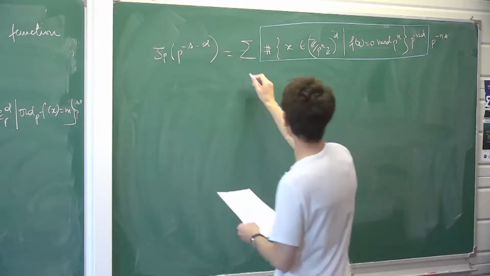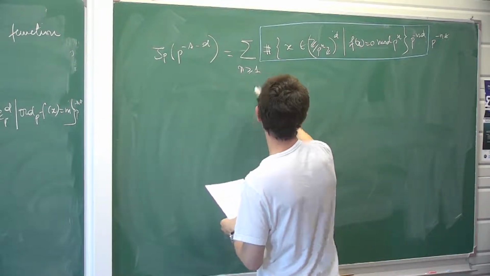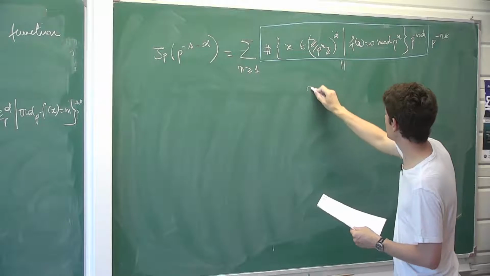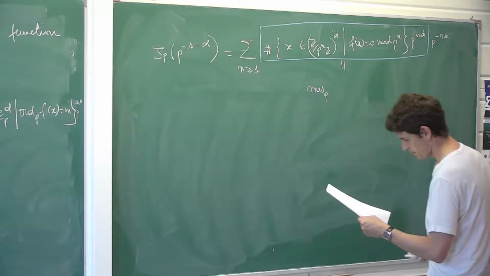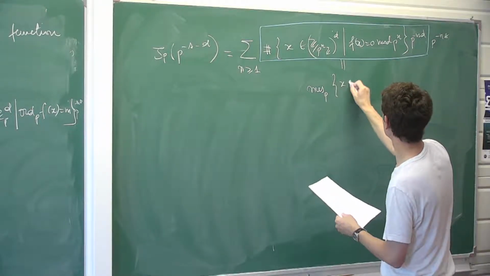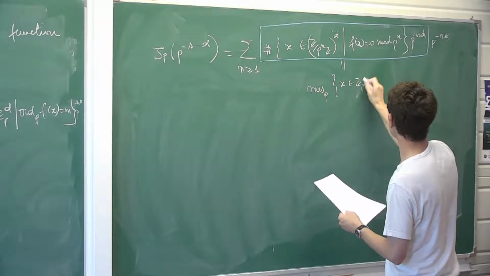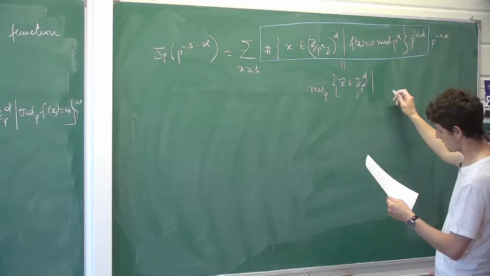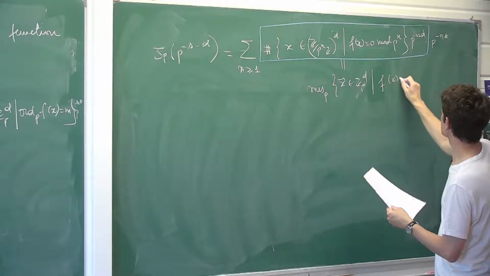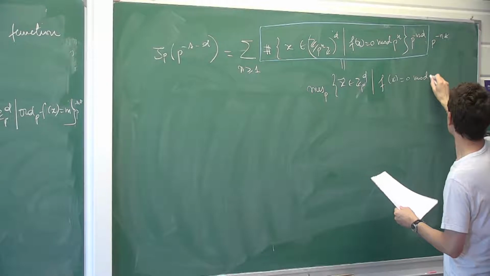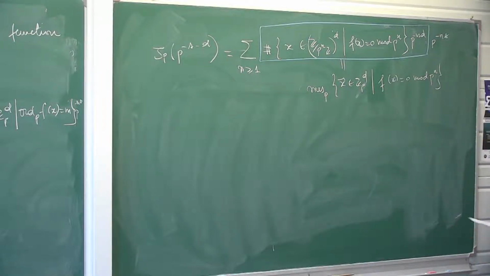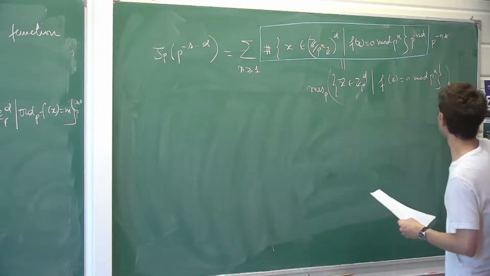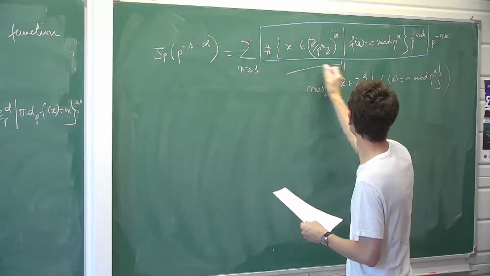Okay, so this is for n larger than 1. So this is the p-adic measure of the p-adic points which satisfy f(x) equals 0 modulo p^n. This is by definition.